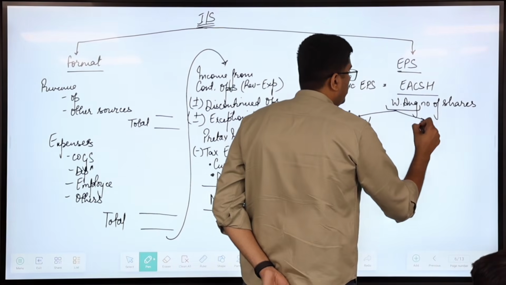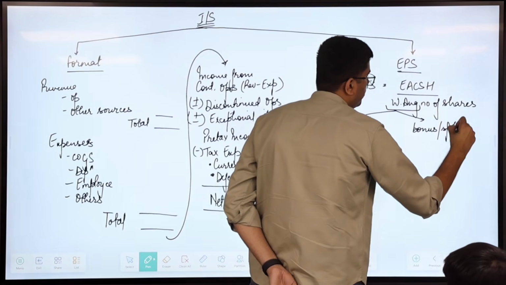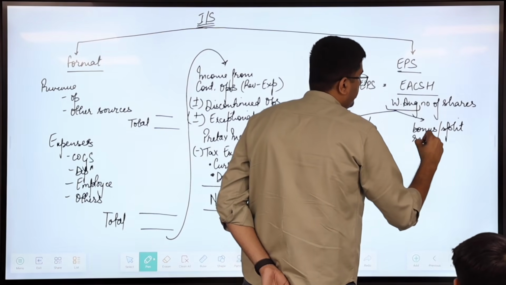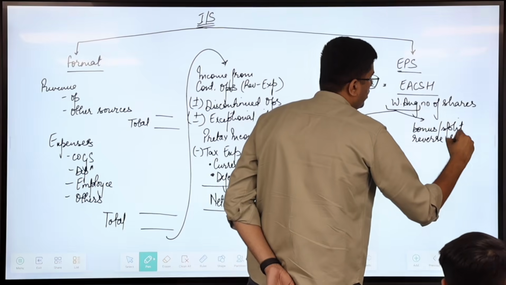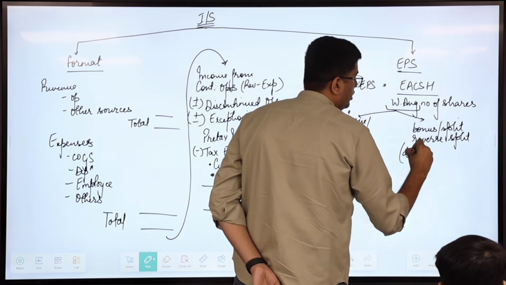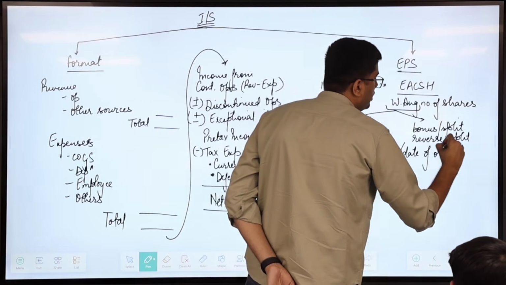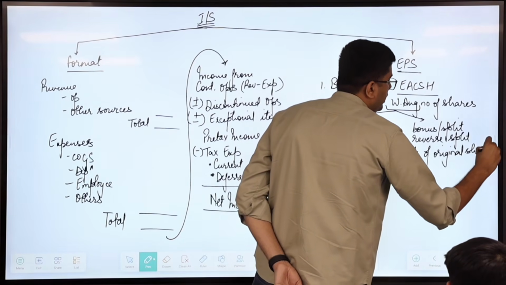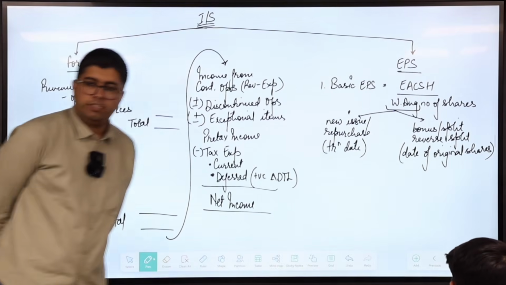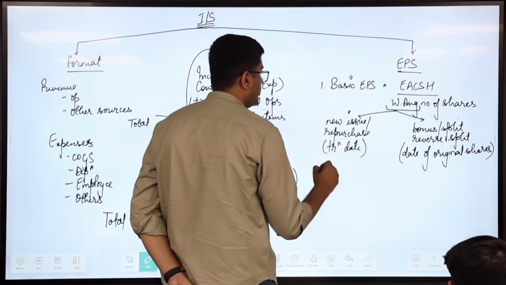And for bonus, split, reverse split, date of original shares. Not the bonus, but the original shares on which bonus is given. That date will decide the weightages. So these are two rules to remember for weighted average calculation.